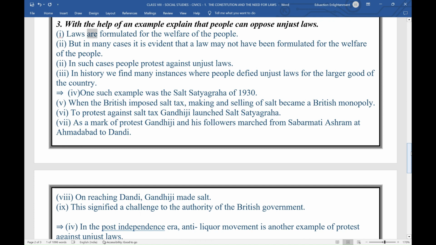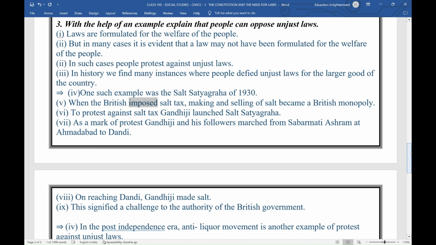I. Laws are formulated for the welfare of the people. 2. But in many cases it is evident that a law may not have been formulated for the welfare of the people. 3. In such cases people protest against unjust laws. 4. In history we find many instances where people defied unjust laws for the larger good of the country. 5. One such example was the Salt Satyagraha of 1930.